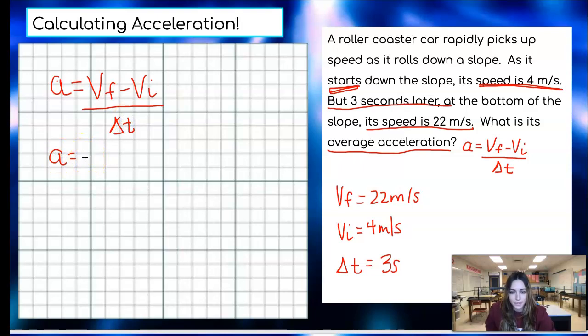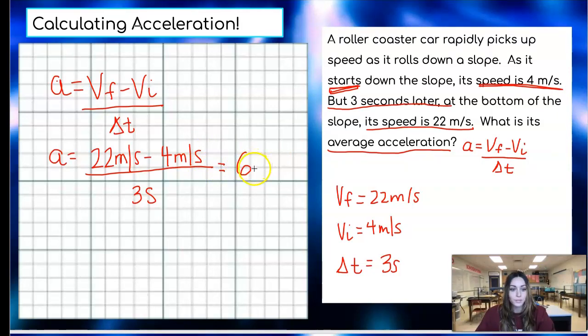We already have picked out our knowns, so we know that my VF, or velocity final, is equal to 22 meters per second. My initial velocity is equal to 4 meters per second. And my time is equal to 3 seconds. So now all I need to do is put this in my calculator. I know that 22 minus 4 is 18. If I divide 18 by 3, I don't really need a calculator for that. I know that it is equal to 6.